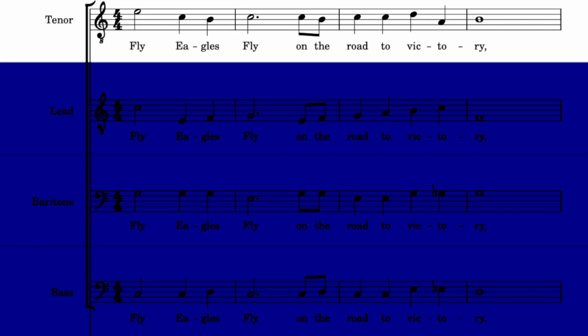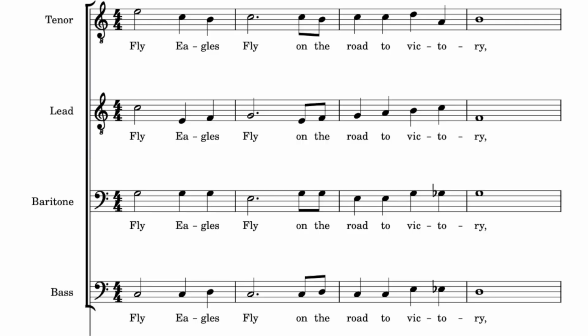Now you will get to hear all 4 voice parts together: tenor, lead, baritone, bass. Now you heard all 4 voice parts of the barbershop quartet. In a quartet, how many people are singing? 4 people. If all 4 people are singing and they are all on the same pitch, what is it called? It's called unison.